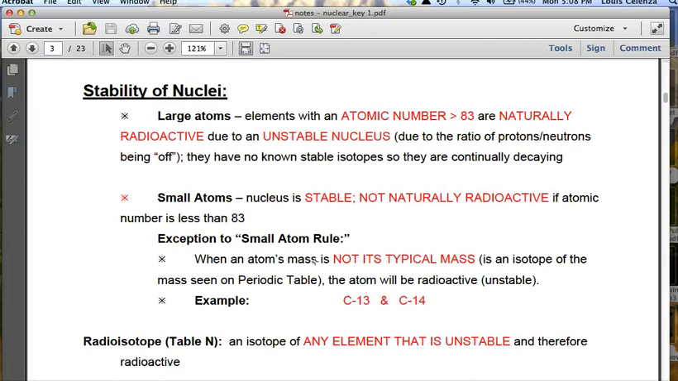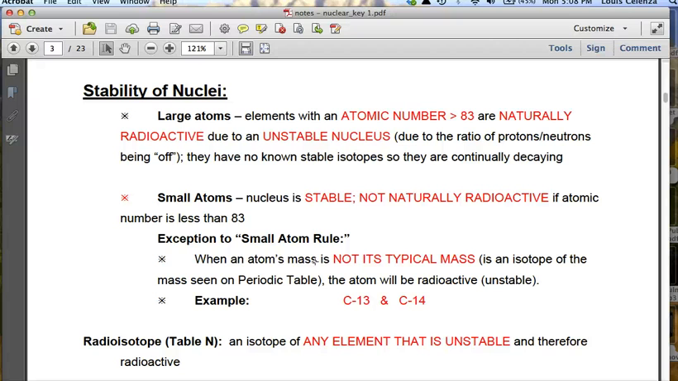Now, what exactly are we talking about here? What makes an element radioactive? Well, what makes an element radioactive has to do with the stability of its nucleus. Generally speaking, large atoms, meaning elements that have an atomic number of 83 or greater, are naturally radioactive, meaning that their nucleus is unstable. What does it mean when we say that the nucleus of an atom is unstable? It doesn't like the ratio of protons to neutrons. It's a little bit off.